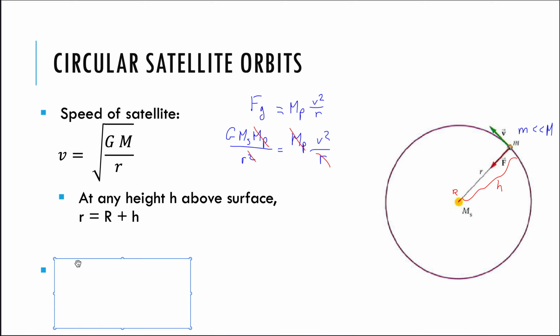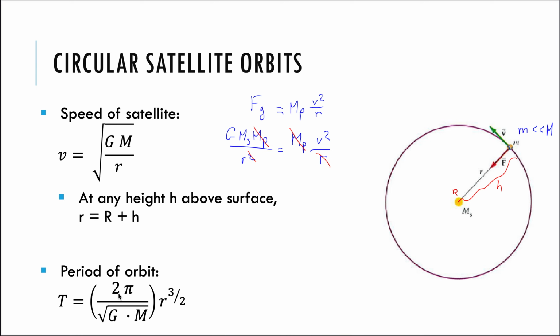We can also find the period of a satellite. And this is just Kepler's third law, where we have solved for T. So we remember that Kepler's third law had T squared and then r cubed, right? So we've just taken the square root of each side to find an expression for the period of the orbit, or how long it takes to go around the object.